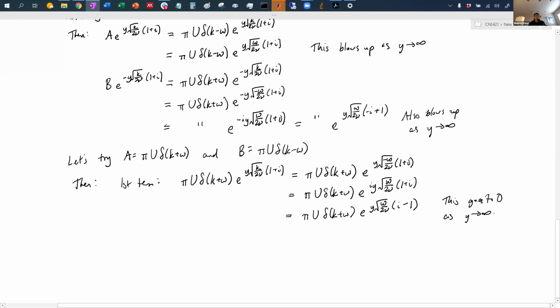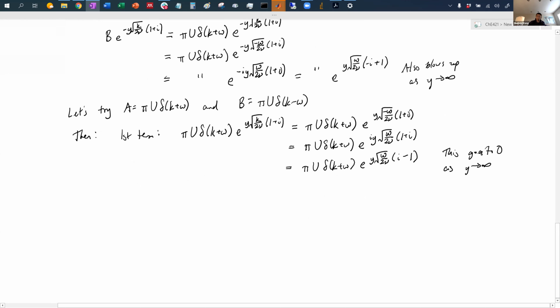Okay, and by the same logic, the second term works out too. I don't have enough time. I'm starting to run into the end of the class period. It's the same logic for the second term. Same logic for the second term. Also goes to 0 as y goes to infinity.